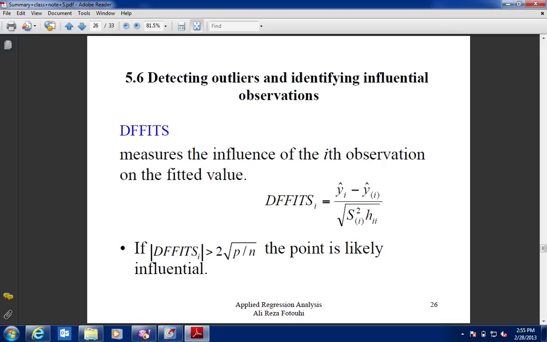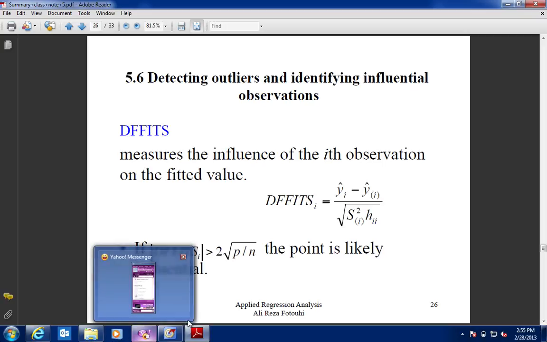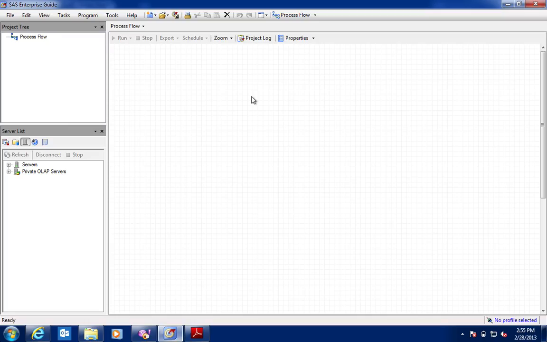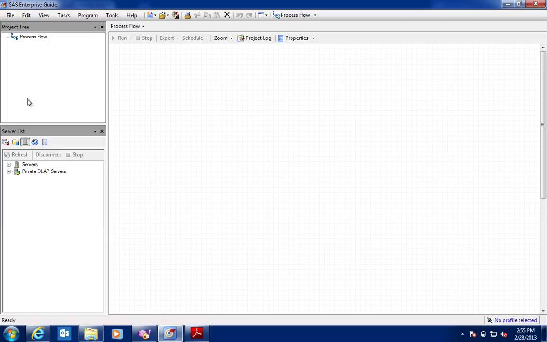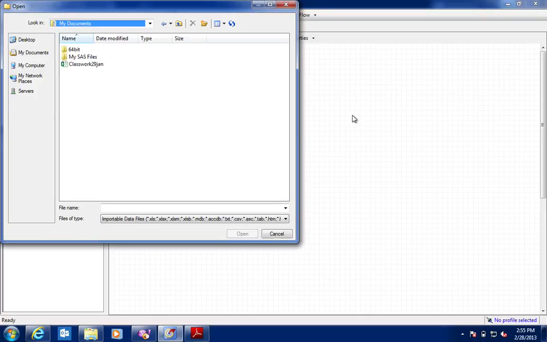So, absolute value of di star large: influence on fitted model. In general, I'm not saying on beta, on y hat, just in general influence on the fitted model.